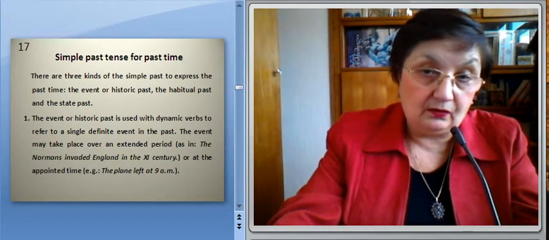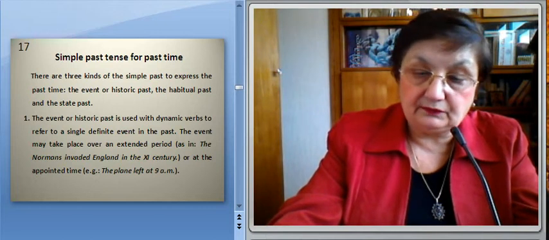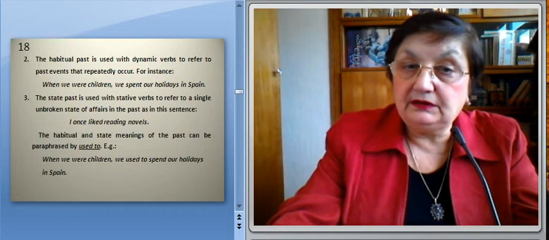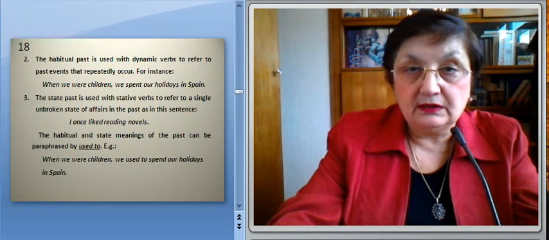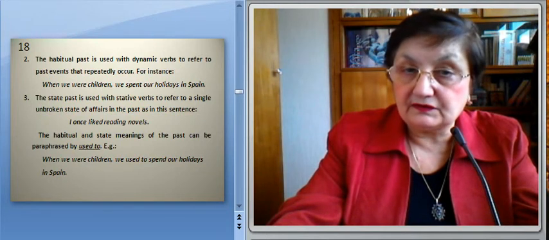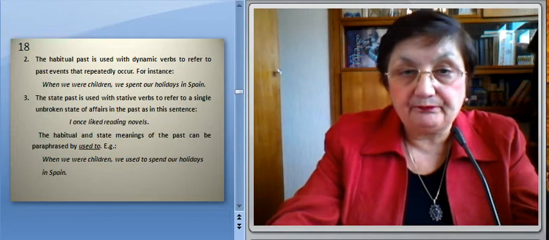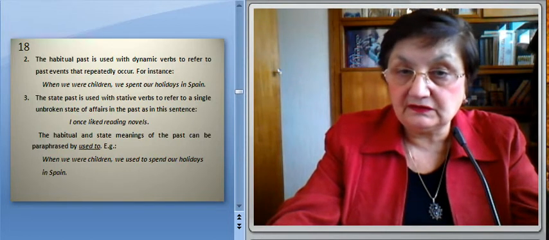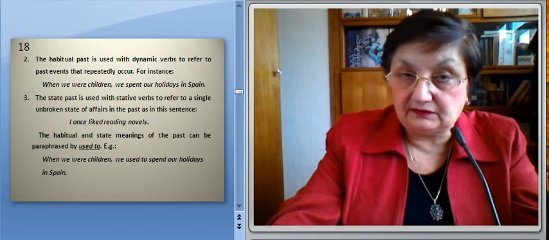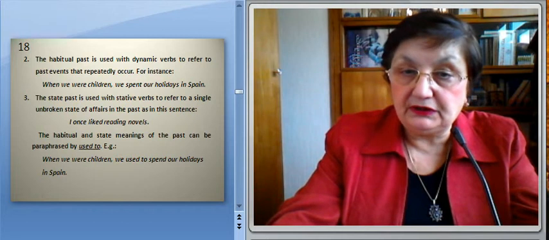The habitual past is used with dynamic verbs to refer to the past events that repeatedly occur. For instance, "When we were children, we spent our holidays in Spain." The state past is used with stative verbs to refer to a single unbroken state of affairs in the past, as in this sentence, "I once liked reading novels." The habitual and state meanings of the past can be paraphrased by "used to." For instance, "When we were children, we used to spend our holidays in Spain."